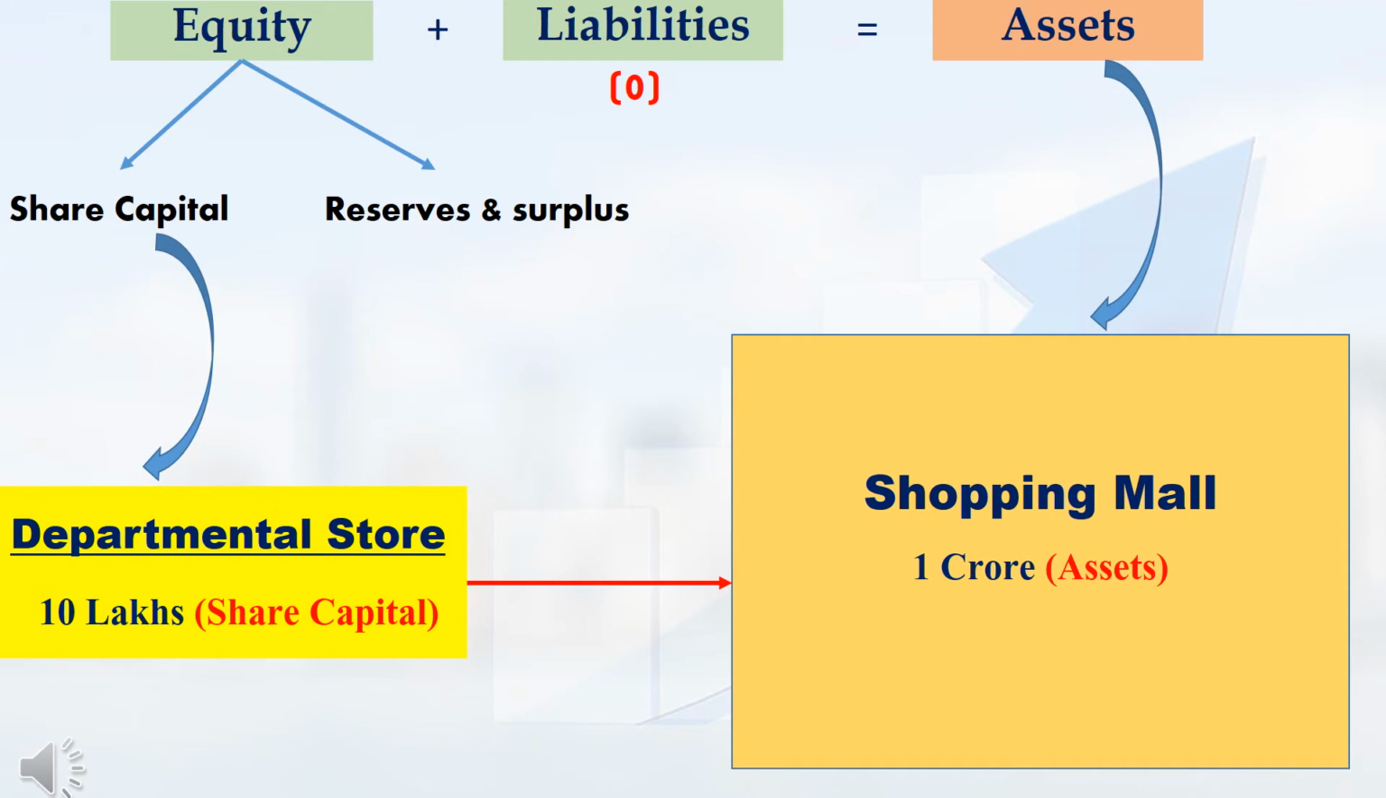That means my business asset value had increased from 10 lakh rupees to 1 crore rupees. My shopping mall's total asset value is 1 crore rupees. In that 1 crore rupees, 10 lakh is considered as share capital. That is the initial investment. The balance 90 lakhs is nothing but reserves and surplus.